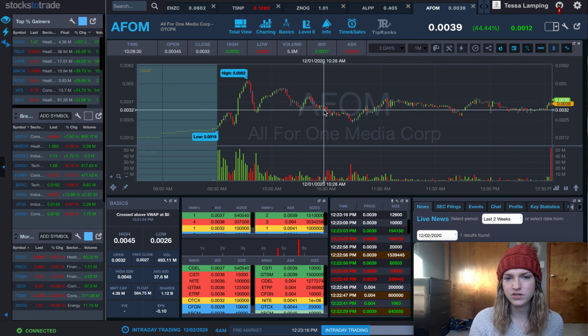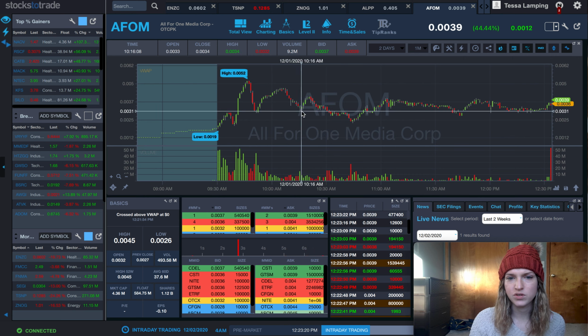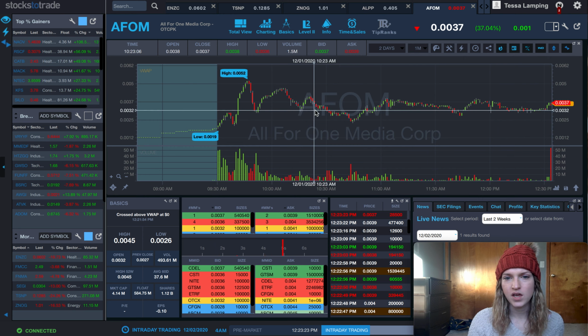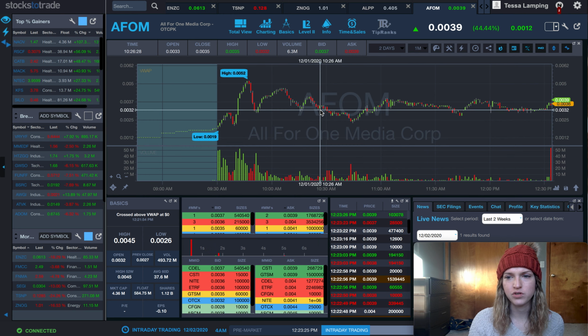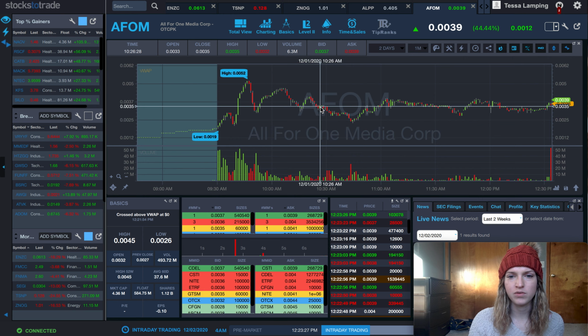I wanted to risk 3.1, which was right here, and I got in at 3.2, which was the bottom here. I didn't get out on the bounce. I waited for it to come back down.